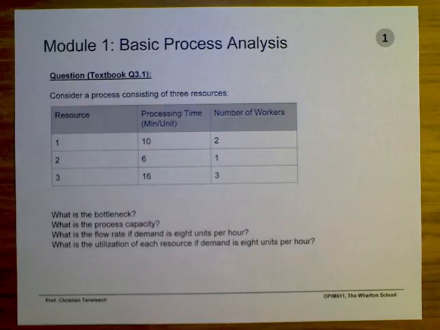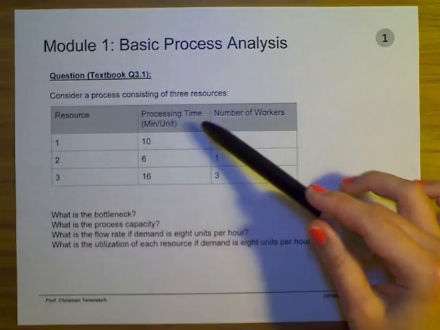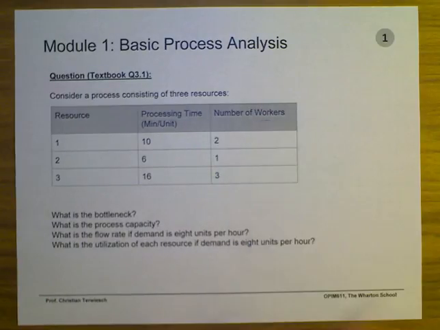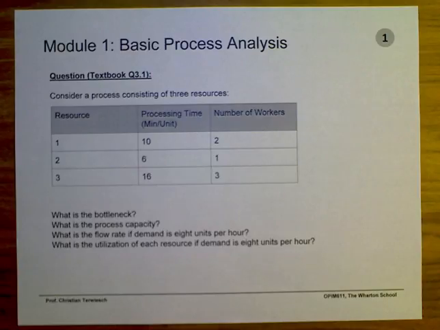So in Module 1, we will take a look at a very basic process analysis. We'll take a look at a question from the textbook, and we have a process that consists of 3 resources. And we have the processing time as well as the number of workers at each of those resources. We're asked to compute a few different items.